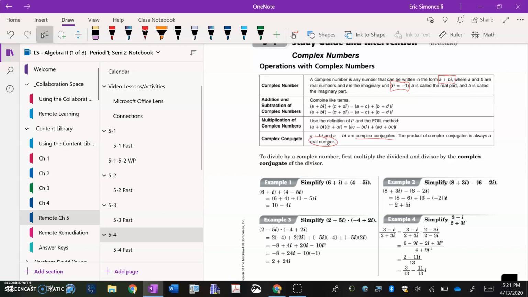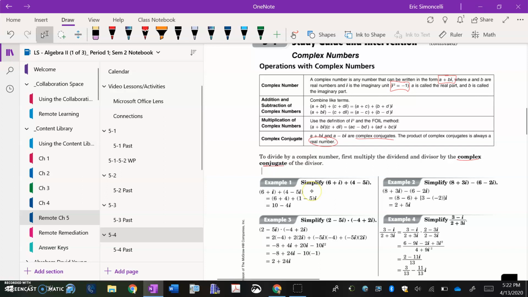To divide by a complex number, first multiply the dividend and divisor by the complex conjugate. So this idea doesn't just apply to basic multiplication, but also to division, which we will take a look at today as well.